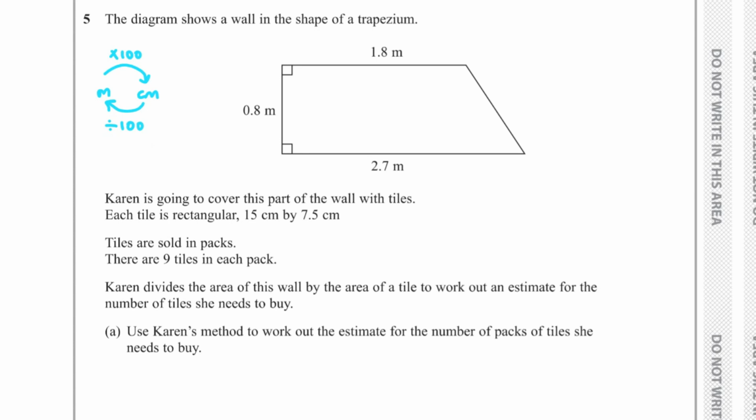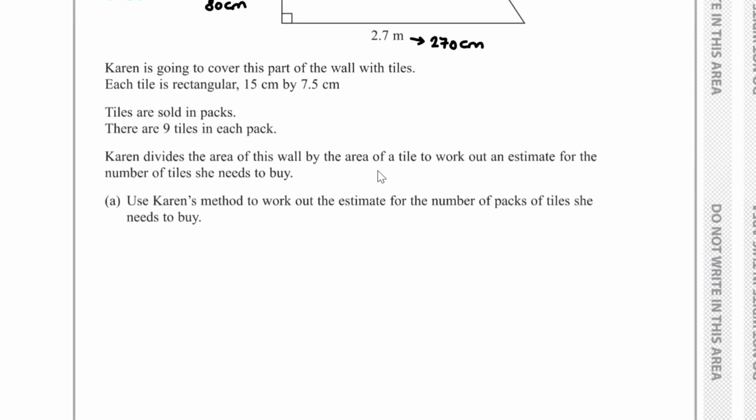So, having said that, 0.8 multiplied by 100 is 80. So here we have 80 centimeters. 1.8 multiplied by 100 is 180. So here we've got 180 centimeters. 2.7 multiplied by 100, we've got 270 centimeters. So with this, what we can do is find out the area of the wall.